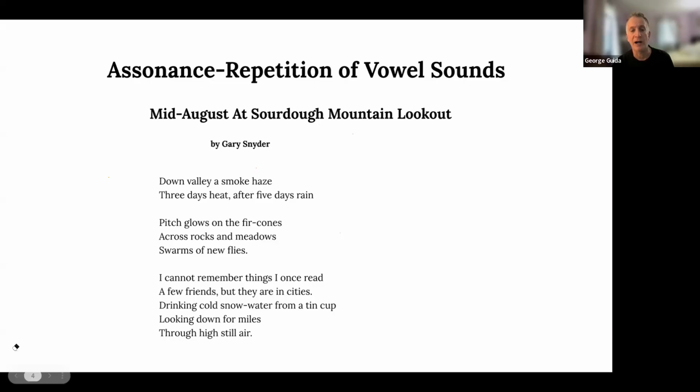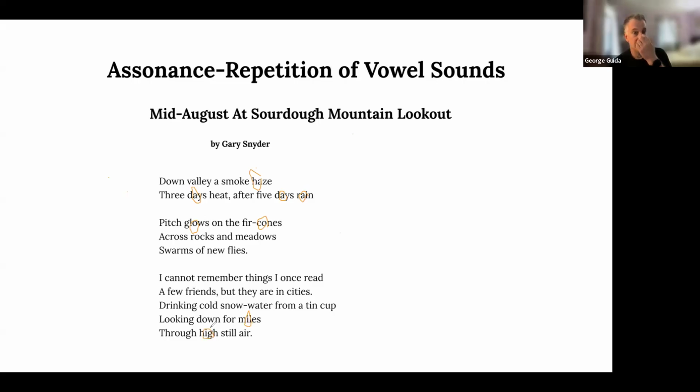So in this poem, we see some instances of assonance. The A in haze, the A in days, the A in days again, and the A in rain, tying all of these images, haze, day, rain, together, right? And then later, pitch glows on fir cones. So the glowing of the cone, another image, right? The cold snow, right? And then finally the miles through high air.